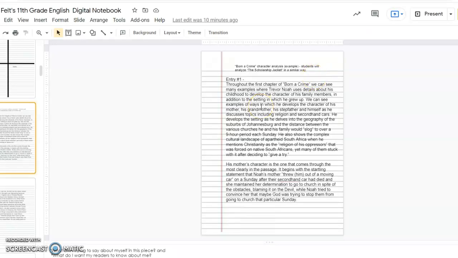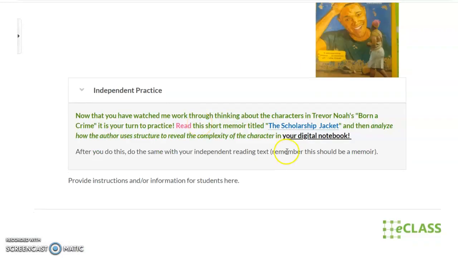And then I'm going to get into what I want you to do. I want you to not analyze this story. I'm using this as an example. I want you to analyze the story, The Scholarship Jacket, which there's a link to on the eClass page. So that's right here. I want you to analyze how the author uses characterization and setting to reveal the characters. I'm going to change the wording here to characterization and setting to reveal the characters.